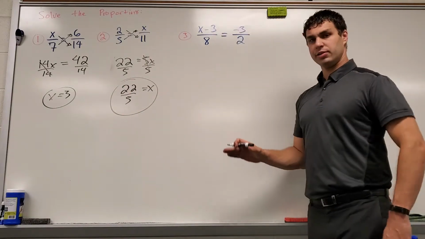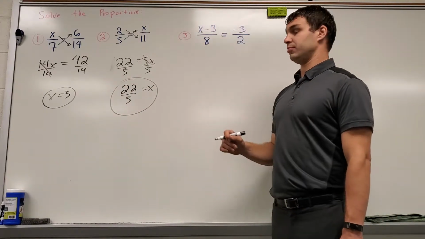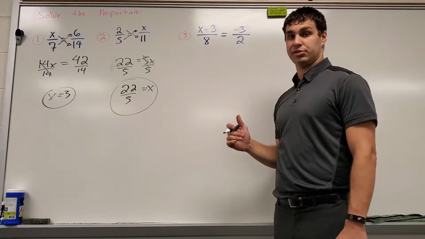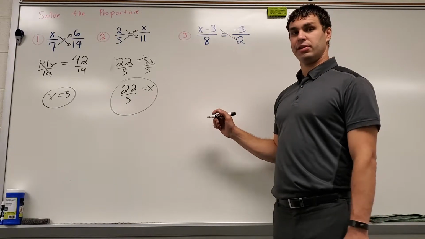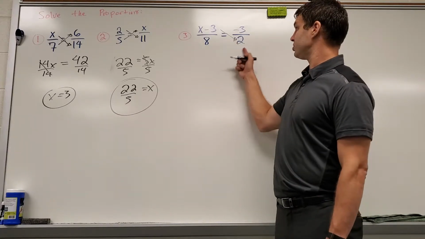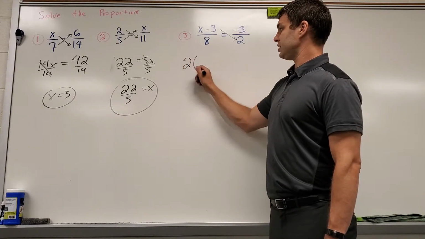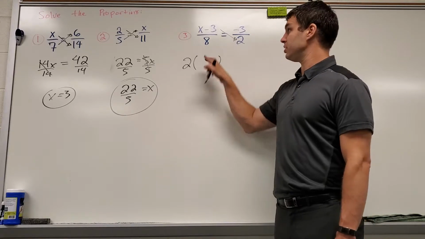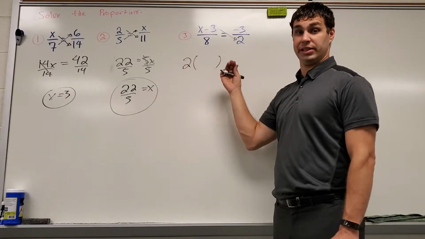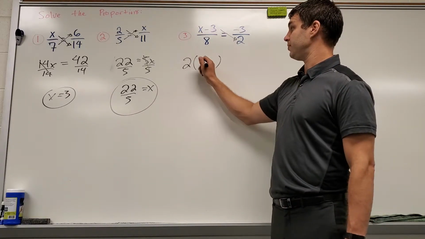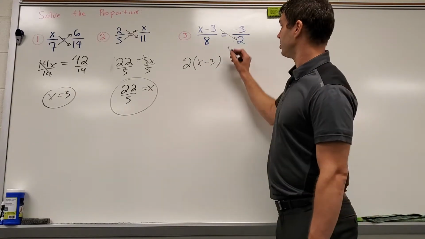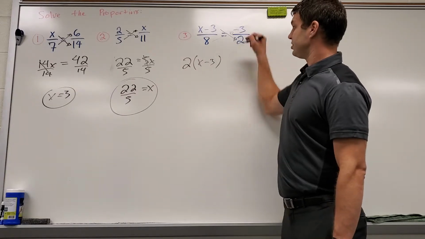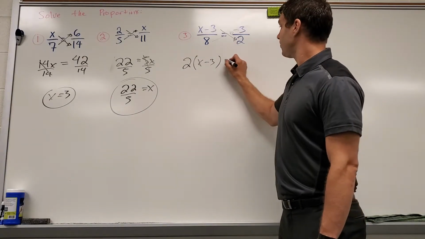Okay, let's try one where we have an x with another term. Here it's x minus 3 on the top of that fraction. You can still do it, but when you cross multiply, you want to find your single term. In this case, it's the 2. You're going to put it outside in parentheses, and in the parentheses is going to be your double term, x minus 3. Those are two terms, x minus 3. And then the other side is just going to cross multiply like normal. 8 times negative 3 is negative 24.